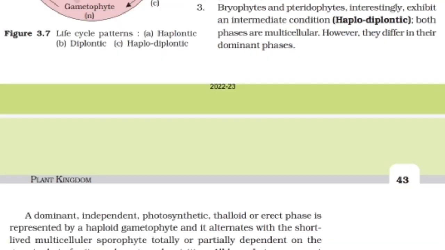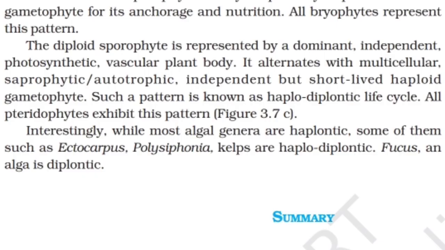3. Bryophytes and pteridophytes interestingly exhibit an intermediate condition, haplodiplontic. Both phases are multicellular. However, they differ in their dominant phases. A dominant independent photosynthetic thalloid or erect phase is represented by a haploid gametophyte, and it alternates with the short-lived multicellular sporophyte, totally or partially dependent on the gametophyte for its anchorage and nutrition. All bryophytes represent this pattern.